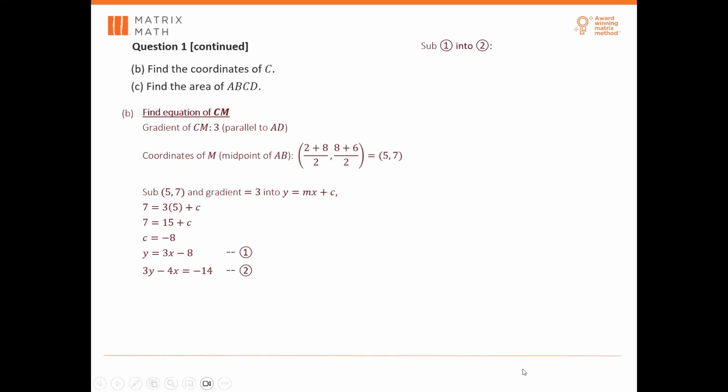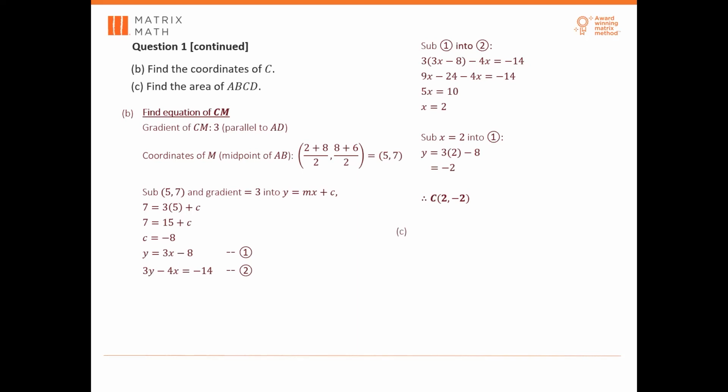So we can use substitution. You just take equation 1 and slot it into equation 2. You get the following, and you'll be able to find x. So 5x equals 10, x equals 2. Take x equals 2 and throw it into equation 1. You get y equals -2. So the coordinates of C is (2, -2).